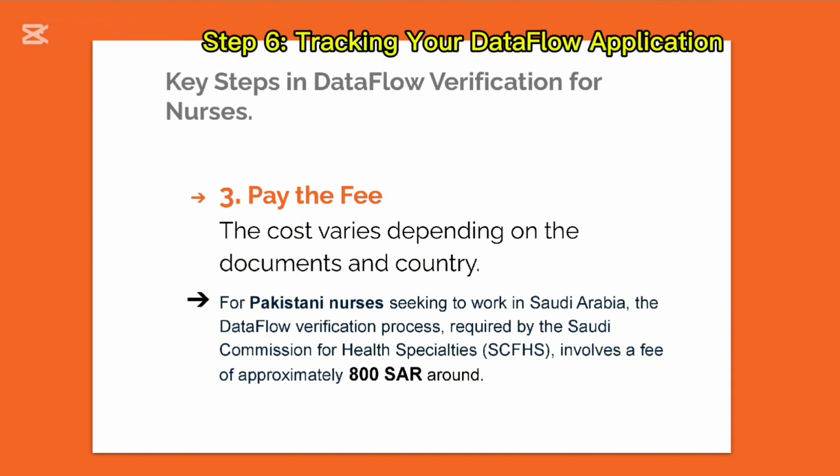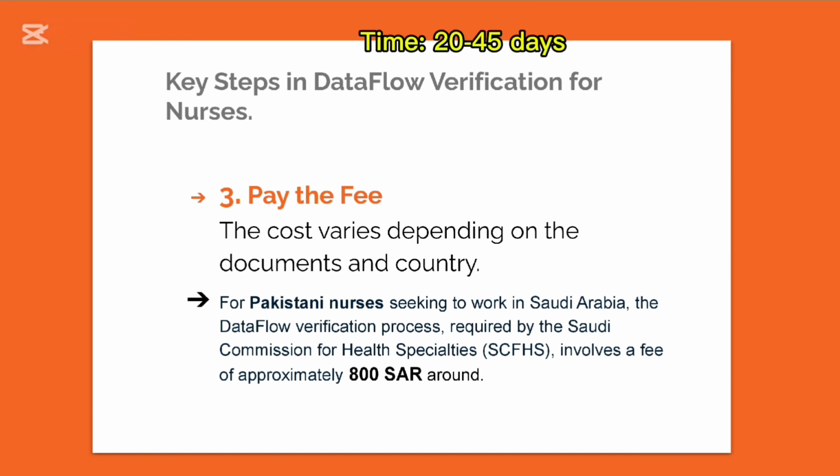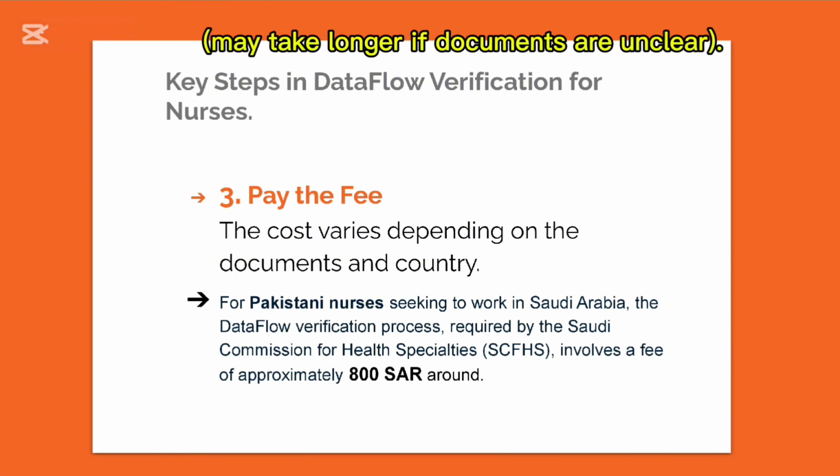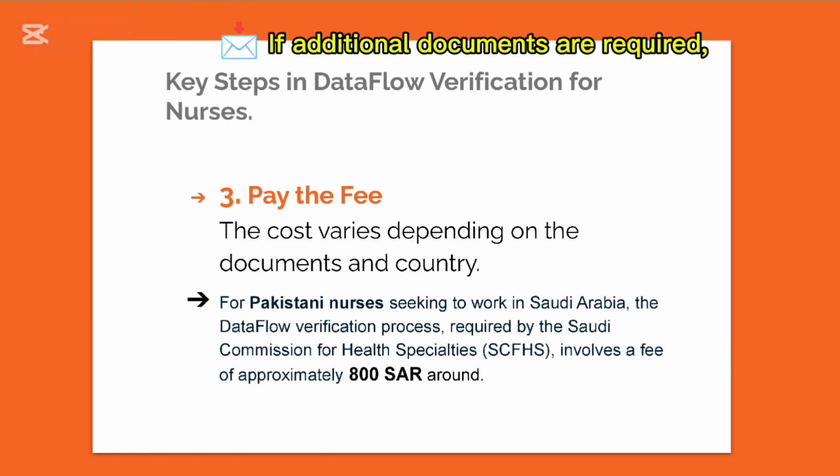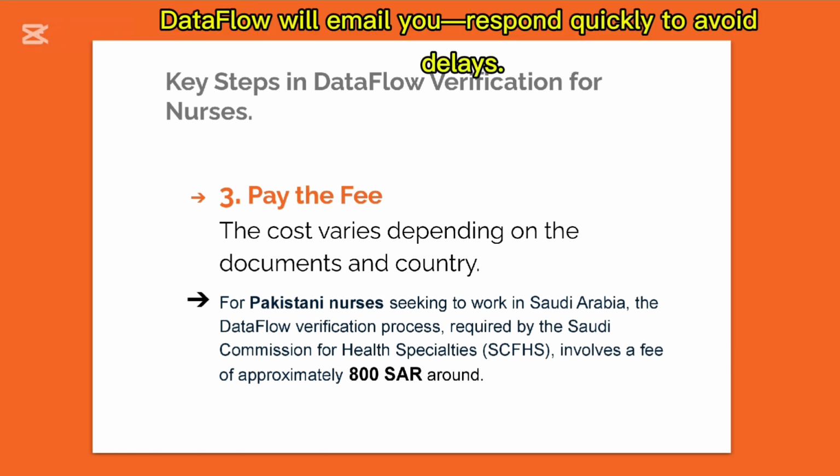Step 6. Tracking your DataFlow application. Processing time is 20 to 45 days. It may take longer if documents are unclear. Check your email and DataFlow portal regularly for updates. If additional documents are required, DataFlow will email you. Respond quickly to avoid delays.